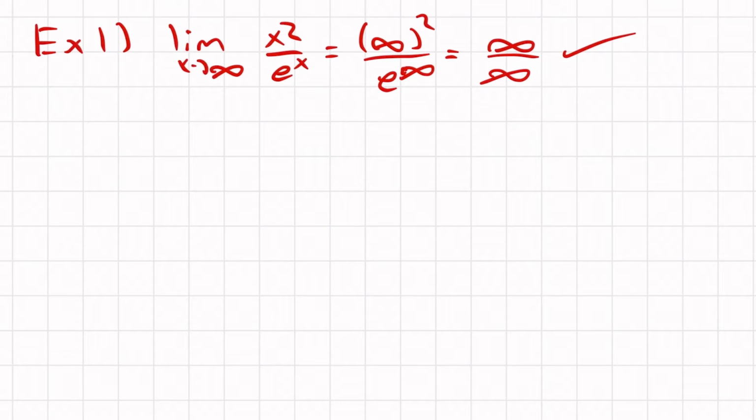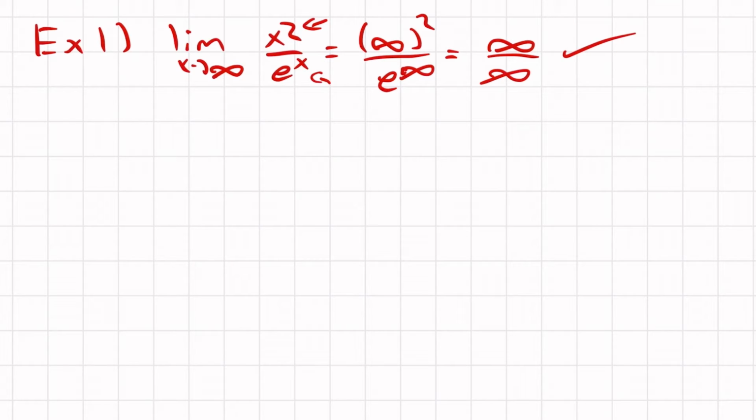So L'Hopital's rule goes by the following. When we get an indeterminate form, what we can do is take the derivative of the top function and then the derivative of the bottom function, and then apply another direct substitution. So let's do that right now.